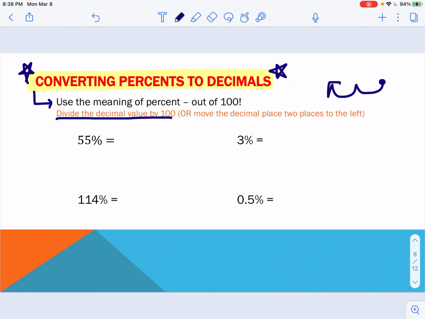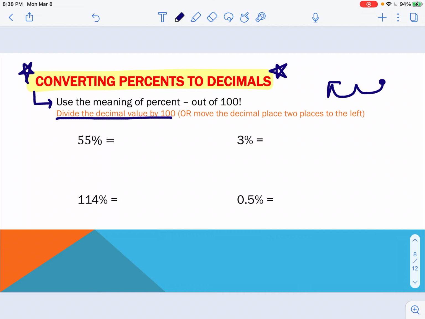That double butt cheek to the left. So go ahead and write that down. Even draw the picture on the right-hand side here, right? With the double butt cheek or moving the decimal place 2 places to the left. And let's convert each percentage here into a decimal.